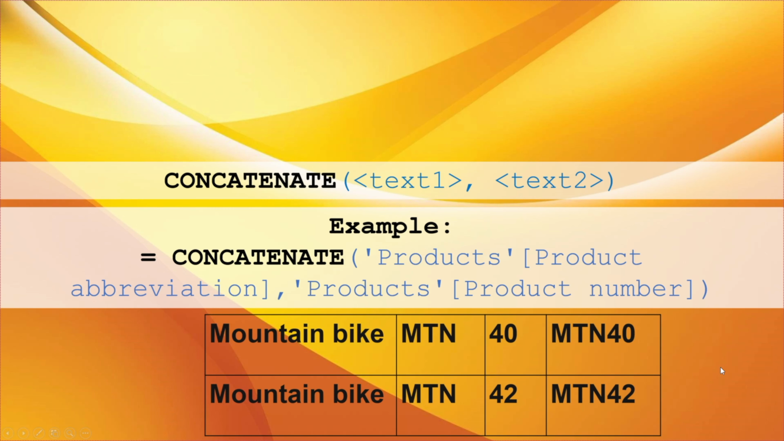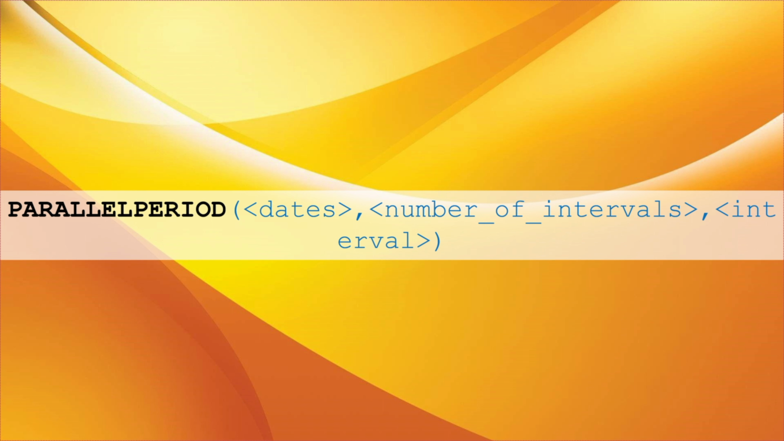Now let's move on to the next DAX function, which is PARALLELPERIOD. The PARALLELPERIOD DAX function is written as PARALLELPERIOD(dates, number of intervals, interval), right? Usually it returns a table that contains a column of dates that represents a period parallel to the dates in the specified date column in the current context, where the dates are shifted a number of intervals either forward in time or backward in time. So let me give you an example.